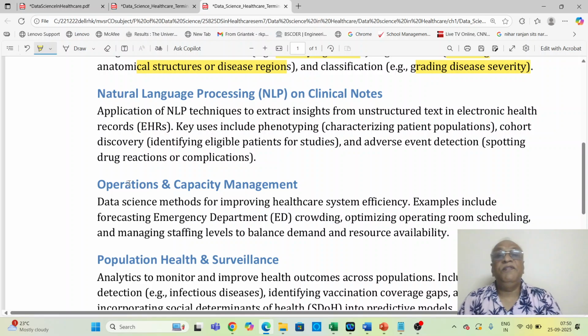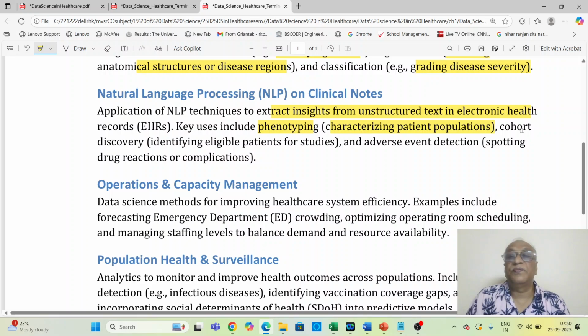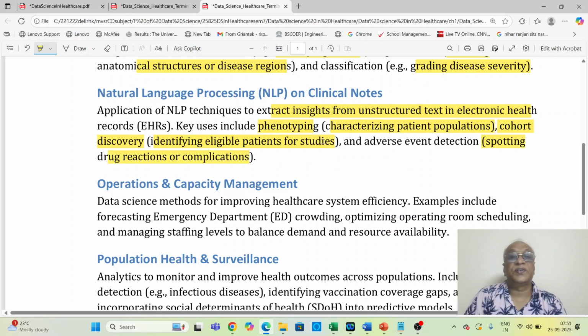NLP will be giving you insights from unstructured text in EHRs. They may include phenotyping, which indicates characterizing patient populations, cohort discovery, which indicates identifying eligible patients for study, and adverse event detection, which indicates spotting drug reactions or complications.